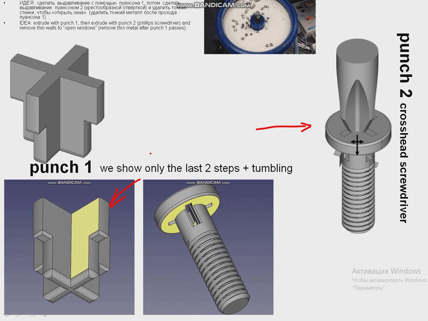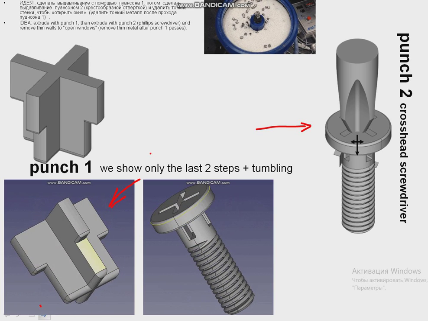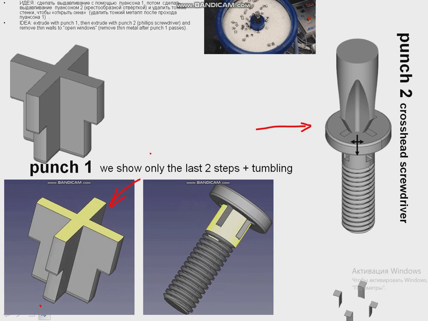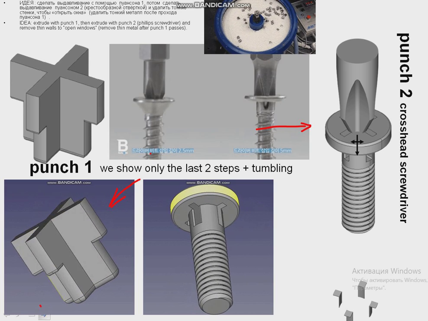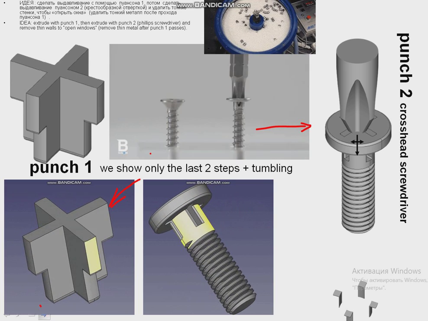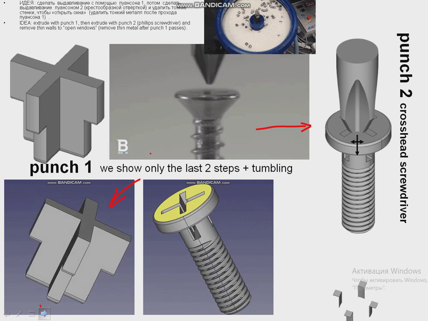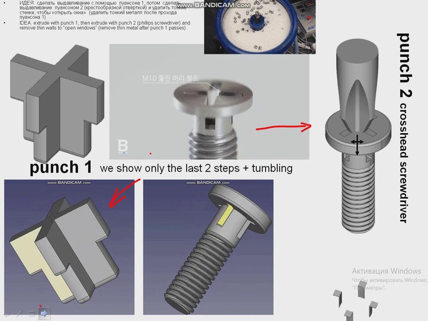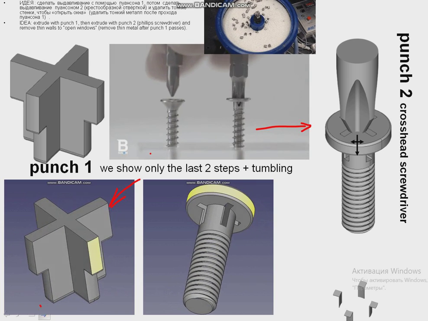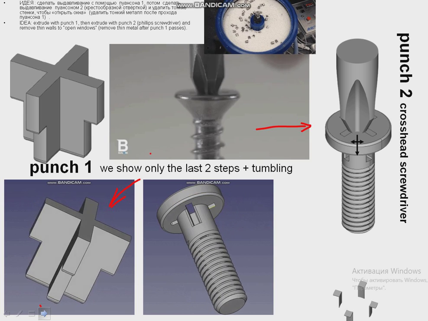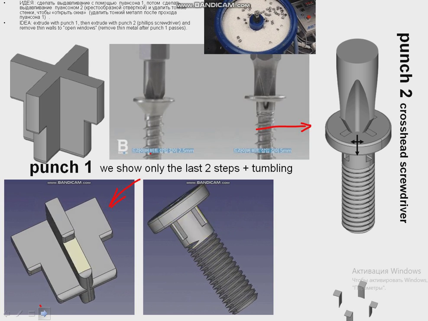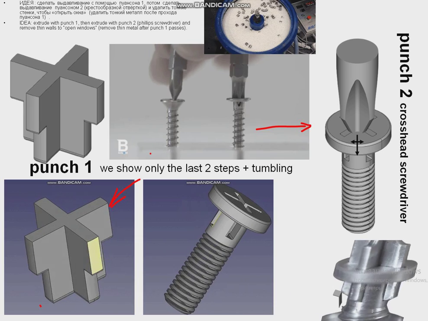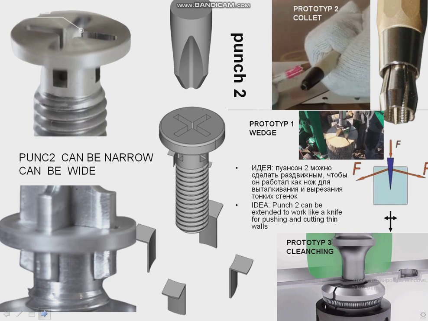crosshead screwdriver. Yeah, and this crosshead screwdriver can break the metal and can remove this metal outside. We will use the typical movement of a crosshead screwdriver, and the crosshead screwdriver has a hidden function. For us, it can remove thin metal after the forging process during application of punch 1. Maybe more detail, I will explain in more detail.